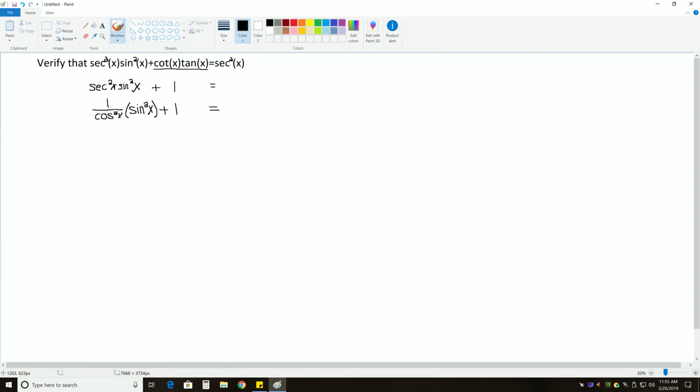Now, 1 over cosine squared x times sine squared x, we can put this sine squared x over 1 and multiply straight across. Whenever you're multiplying fractions together, you multiply straight across the top and bottom, which gives us 1 times sine squared is just sine squared x over cosine squared x times 1 is just cosine squared x plus 1.